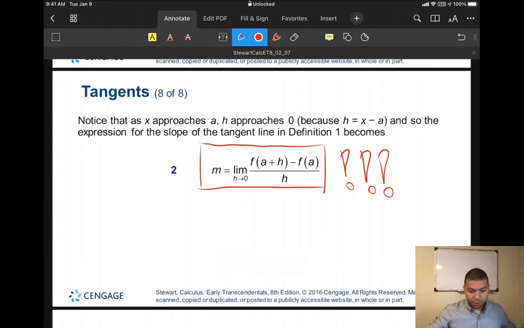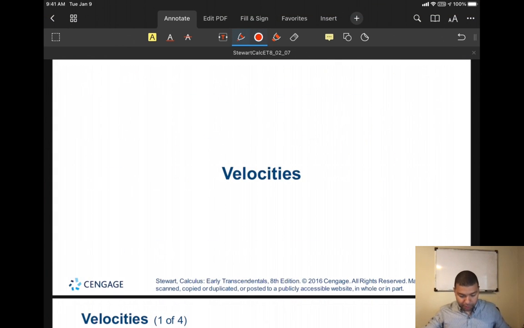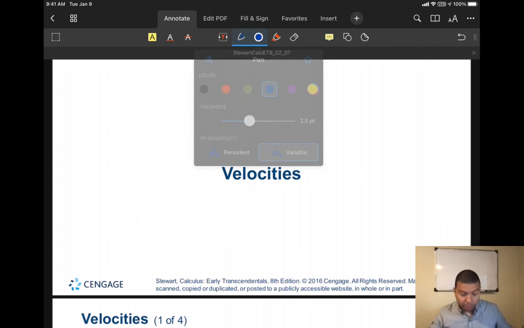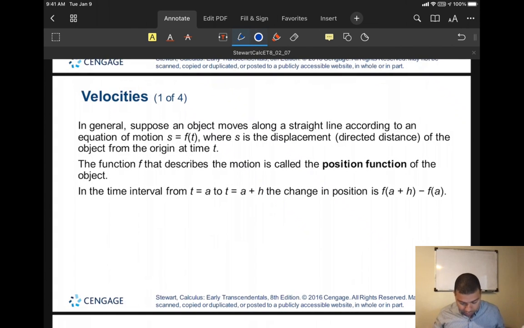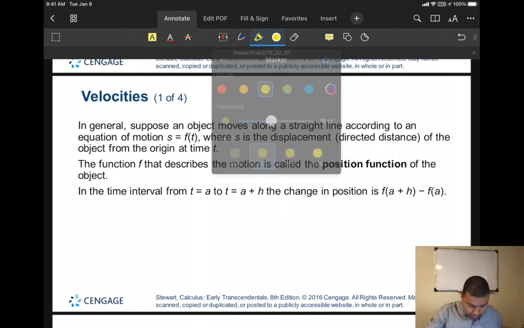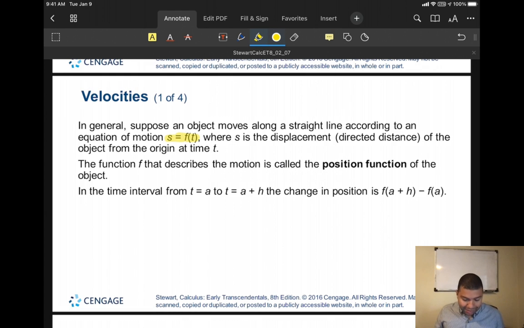Okay, so let's talk about velocities a little bit and see how we can use this very powerful idea of derivative. Or so far only the tangent line, right? I'll talk about derivatives soon. So in general, when you have an object whose position is given by s equals f of t, s is the displacement, right? The distance between a point and another. So from the origin and the point that it's currently at. We call this the position function, right?